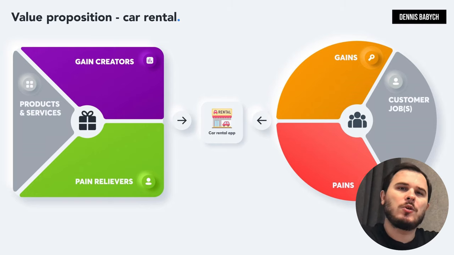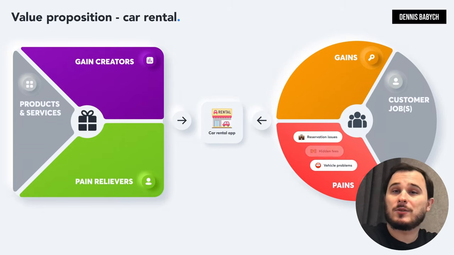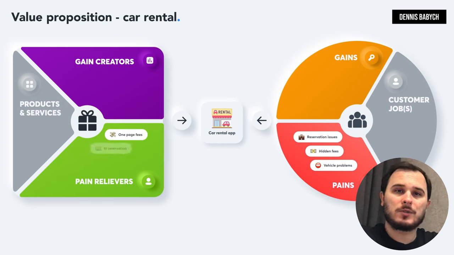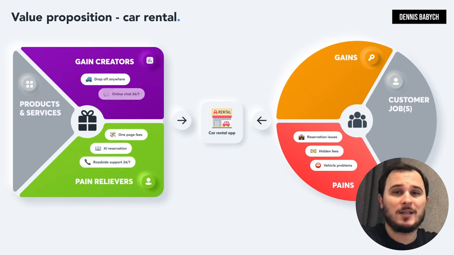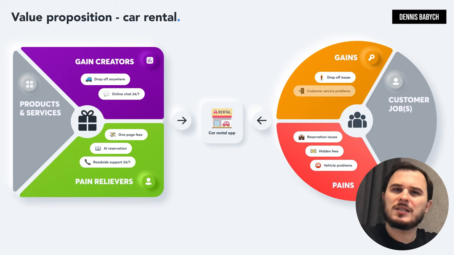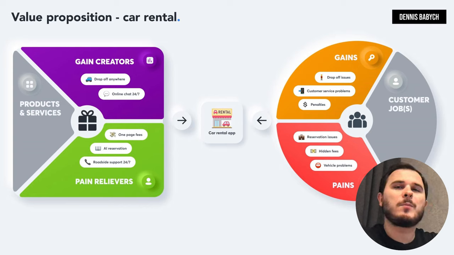Picture this. You have an exciting idea for your own car rental website or mobile app. Before starting the software development phase, it's important to identify pains and gains of your users. It could be something like hidden fees, reservation issues, vehicle problems, drop-off issues, customer service problems, penalties, and so on. Once you've identified all these issues, it's the perfect time to leverage your platform to tackle them.